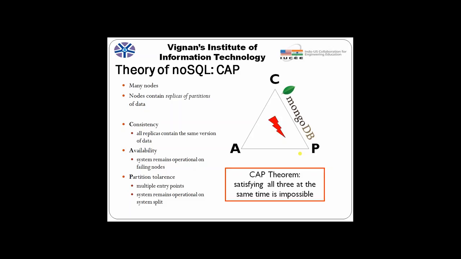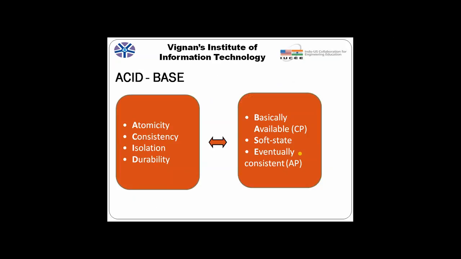And our theory of NoSQL is like this. It is based on CAP. MongoDB is based on consistency and partitions, as well as availability. As well as it is based on ACID and BASE: atomicity, consistency, isolation, durability, and basically availability, with a soft state and eventual consistency. So it is also based on ACID and BASE here.